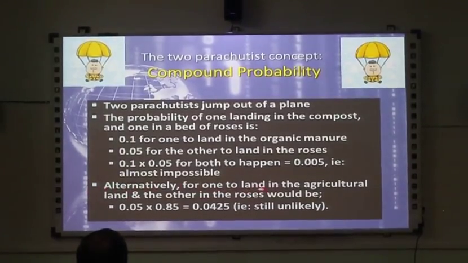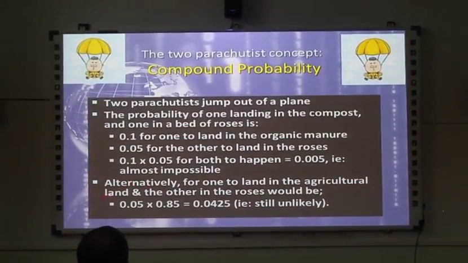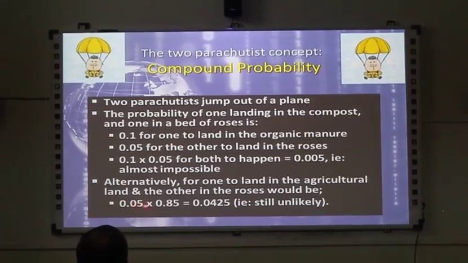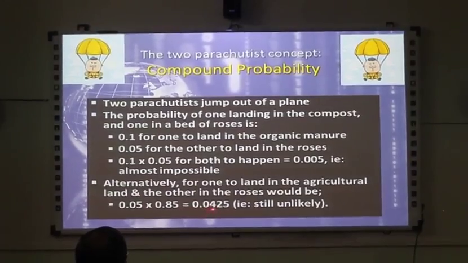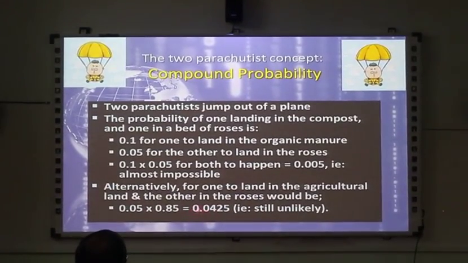You could do it for landing in agricultural land too. So one's in the roses and one's in the agricultural land. Again, that probability is quite small. It's getting close to being reasonable, 0.0425. The important thing is to remember that in two cases like this, you multiply the probability.